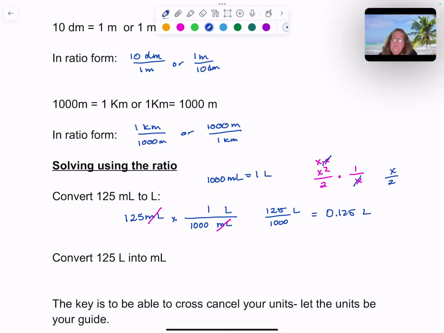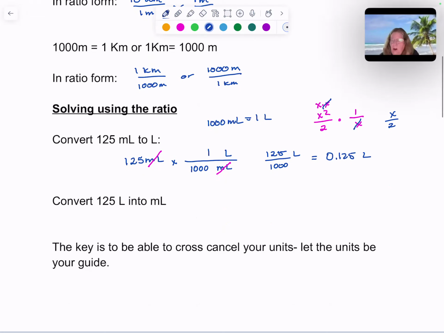And you're going, well, that's a lot of work. Decimal hopping was a lot easier. Yes, it was, but this will work every time. And this will work when you start getting into more complicated units.